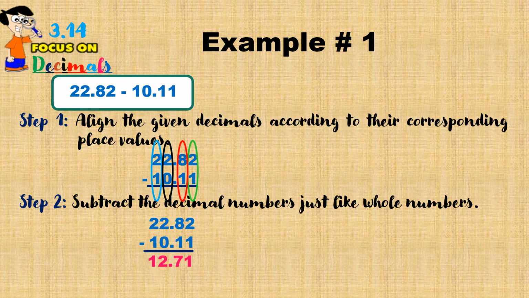2 minus 1 is 1. 8 minus 1 is 7. 2 minus 0 is 2. 2 minus 1 is 1. So 22.82 minus 10.11 is 12.71. Do not forget to affix the decimal point.